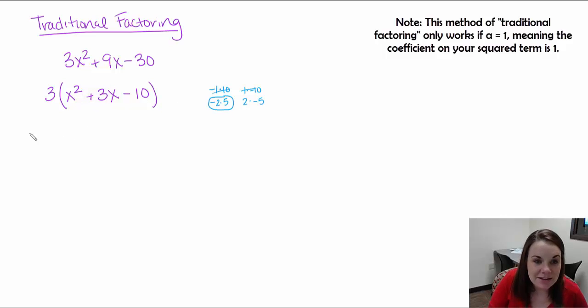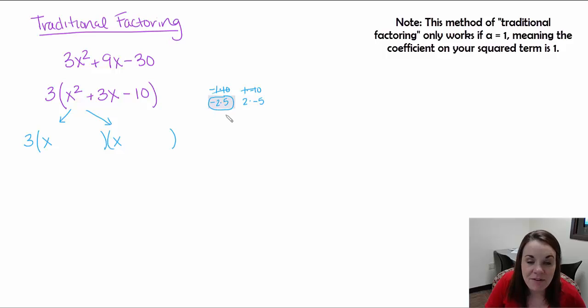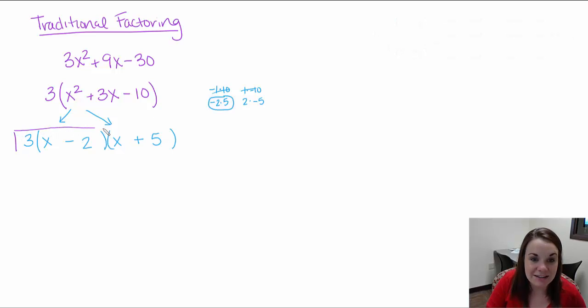So then how I write my next step, now this 3 out front just carries along with it, is I write 2 sets of parentheses like this. And then my x, I split up and I put an x at the front of each set of parentheses. And then I take my factors, the ones that I found that added up to positive 3, and I write those on the inside of the parentheses along with those x's. And since I had a negative 2, I write that as x minus 2. And because it was a positive 5, I write that as x plus 5. And this here is indeed our final answer.